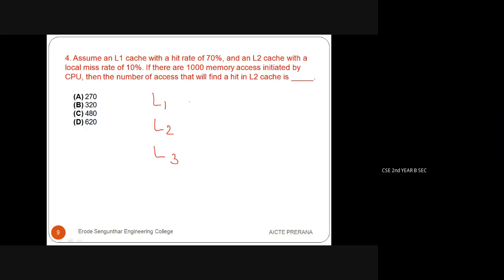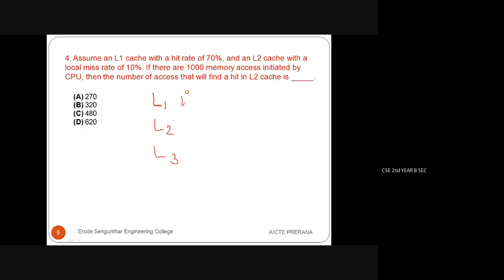L1, L2, L3 are the three different types of cache memories, out of which L1 is the first, primary cache memory.